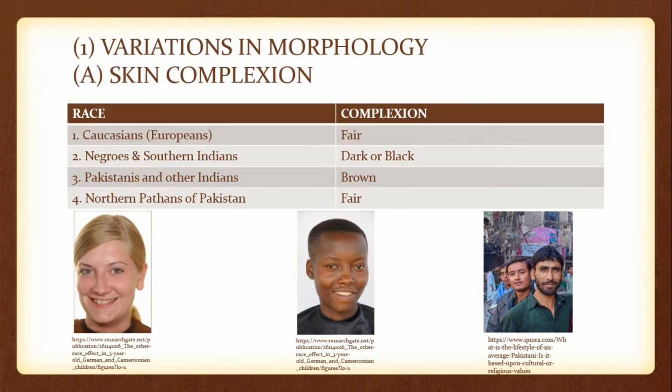I'm just gonna sum it up. Fair complexion, so the person would be Caucasoid or Caucasian. If there is dark complexion or black complexion, then the person would be negroid or negro. If the complexion is brown, then the person would be Pakistani or any other Indian. If the complexion is fair, especially of a person who is living in Pakistan, then the race would be Northern Pathan of Pakistan. Okay, so this is our first morphological characteristic, skin complexion. And by studying the differences in skin complexion, we could at least assume what might be the race of an individual.